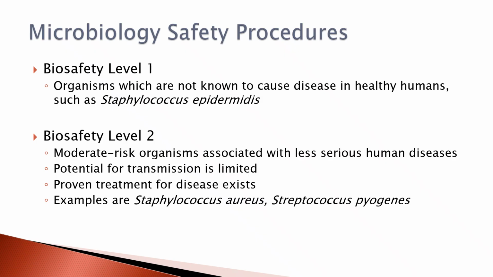Biosafety level 2 means that it's a moderate risk organisms that are being used in that lab that are associated with less serious human diseases. The potential for transmission is limited. There are proven treatments for any diseases that could be manifested from something you came in contact with in lab. Some examples of this are Staphylococcus aureus and Streptococcus pyogenes, or the causative agent of strep throat.